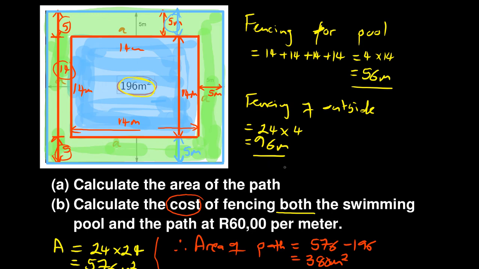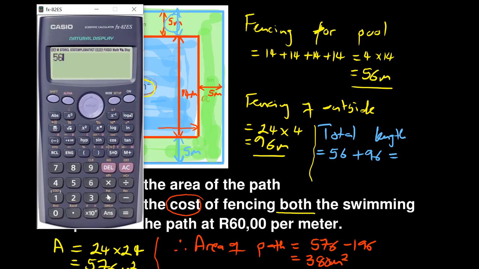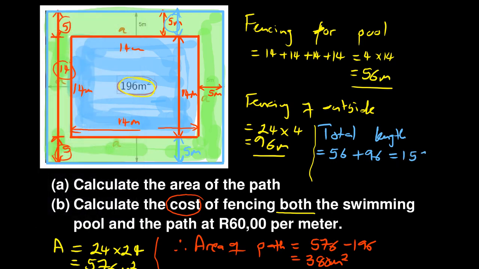Now when you have done that, you can say, if I can use a different total length of fence, total length will be equal to 56 plus 96, and that gives me 152 meters of wire. So which means if I'm going to buy, I go to the shop, I'm going to buy a fence of 152 meters from a hardware.